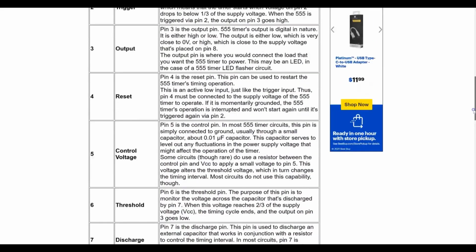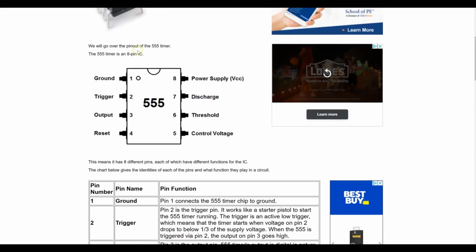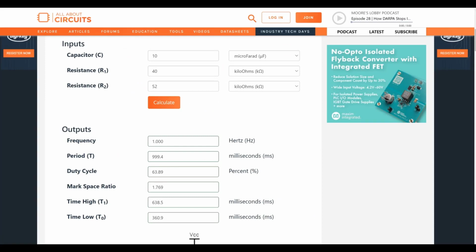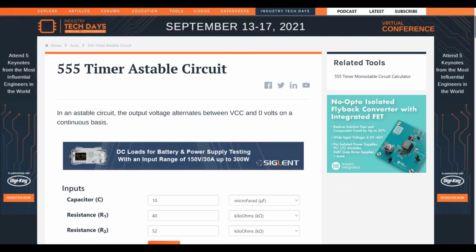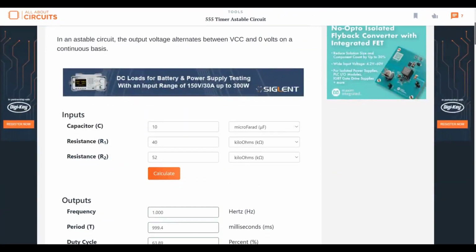So that's the pin configuration of the 555 timer. I also want to go through one article. It's actually on allaboutcircuits.com, and I'll leave the link in the description as well.